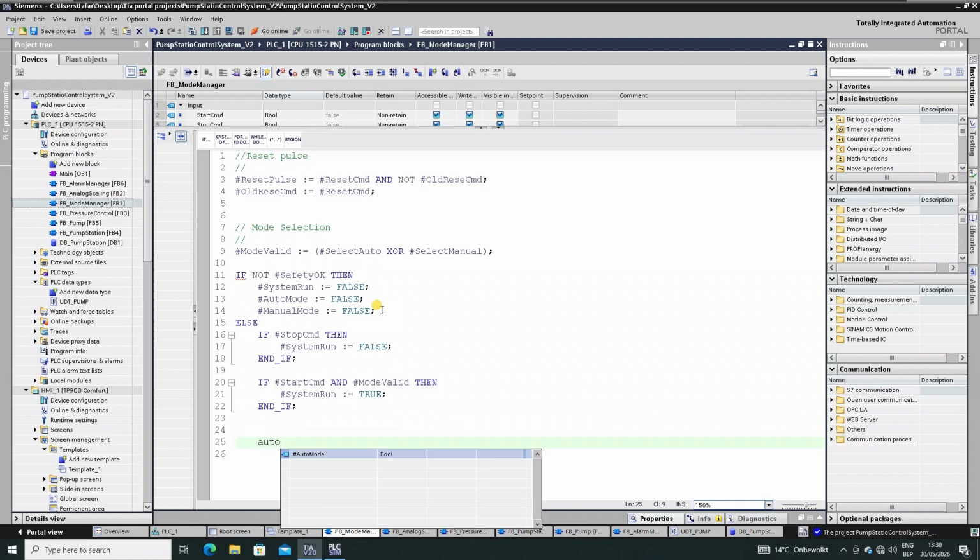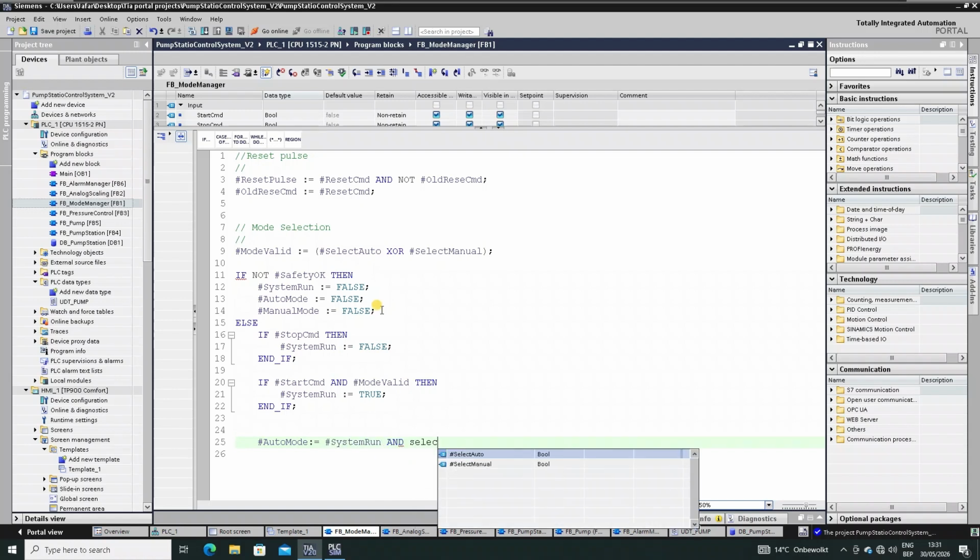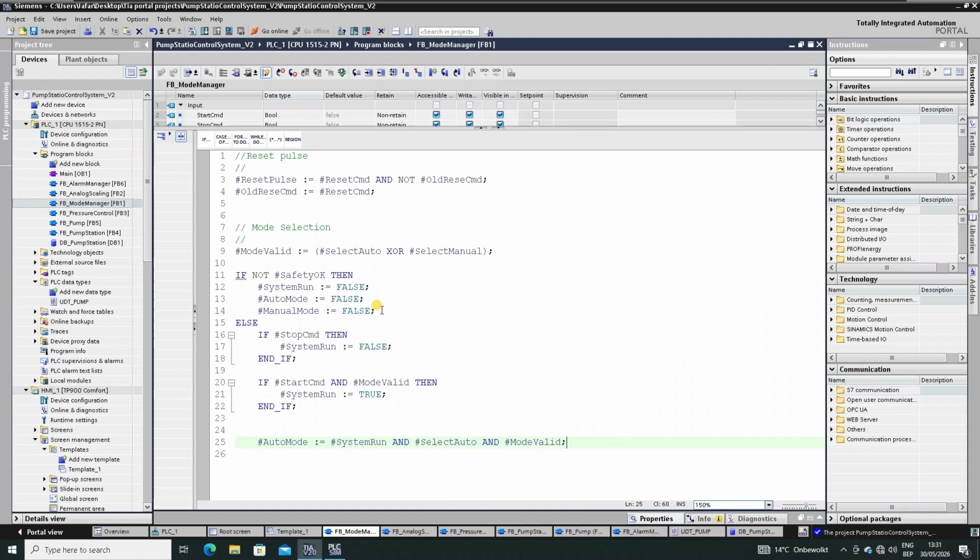Finally, we activate the correct mode output. AutoMode equals SystemRun and #SelectAuto and #ModeValid. ManualMode equals SystemRun and #SelectManual and #ModeValid. If the system is running and auto is selected, AutoMode becomes true. If the system is running and manual is selected, ManualMode becomes true. This way, the rest of the project can easily know which mode is active.